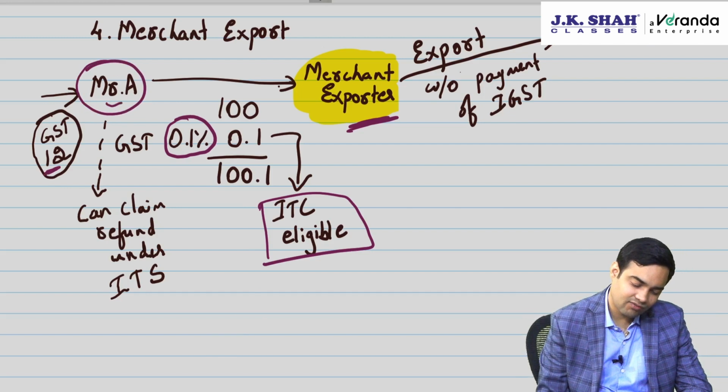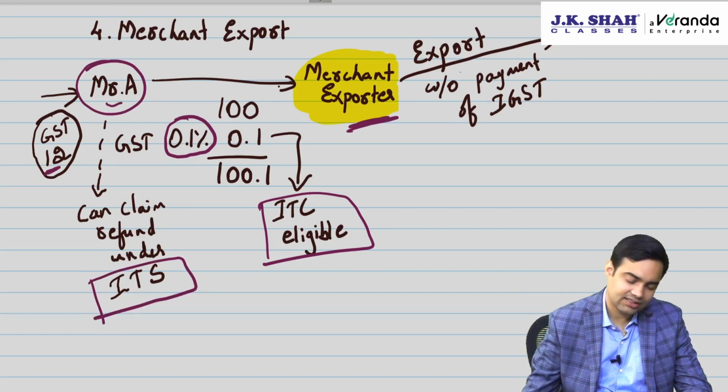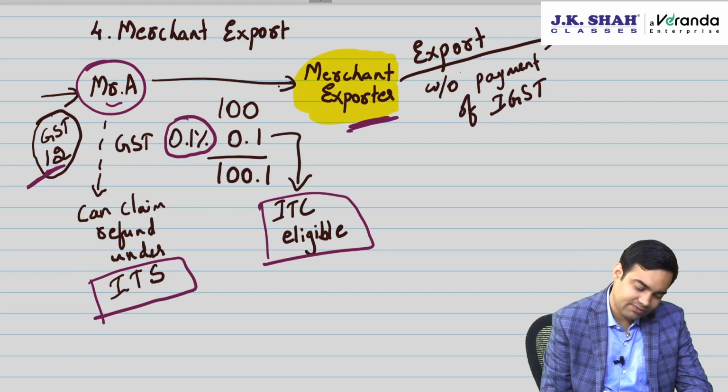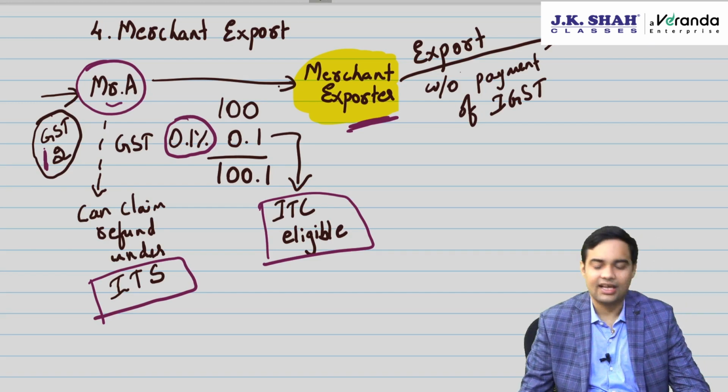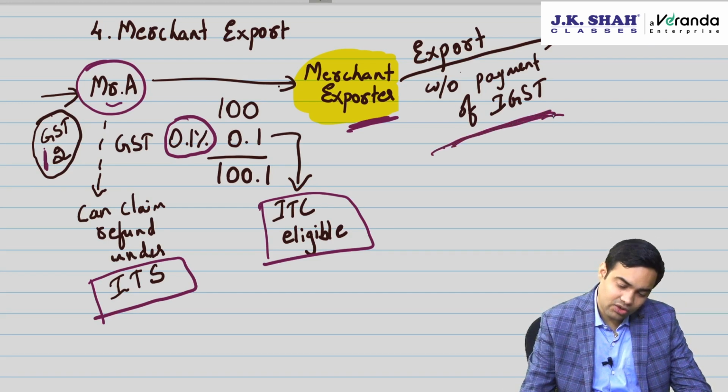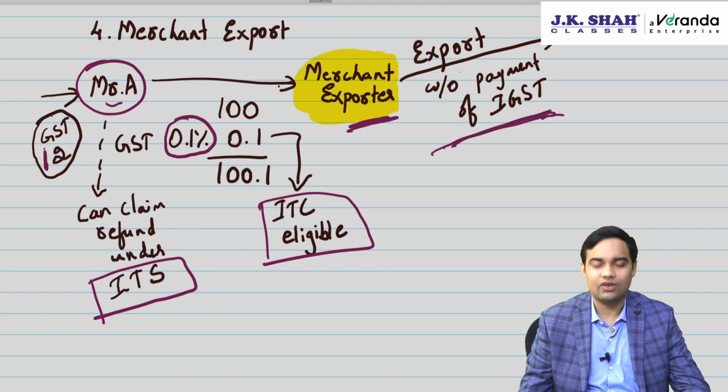Mr. A can claim a refund under inverted tax structure because he has paid GST of 12% here and he has paid 0.1% on the output. That is eligible under inverted tax structure. This merchant export is only allowed without payment of IGST.